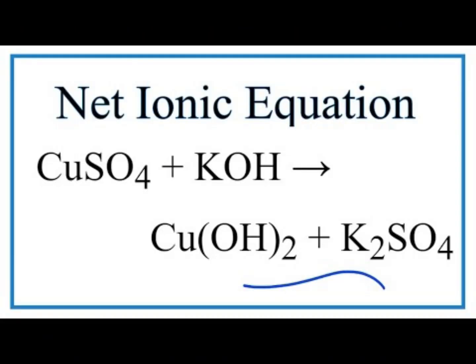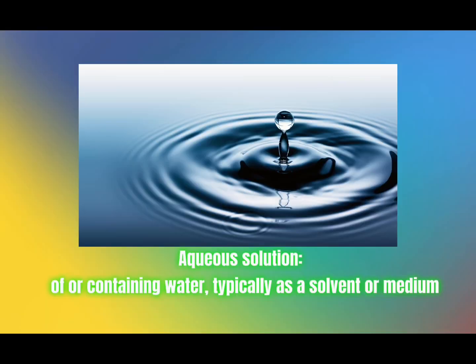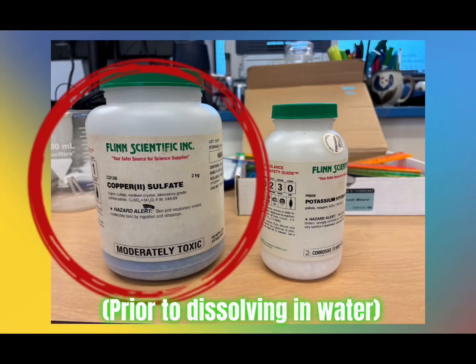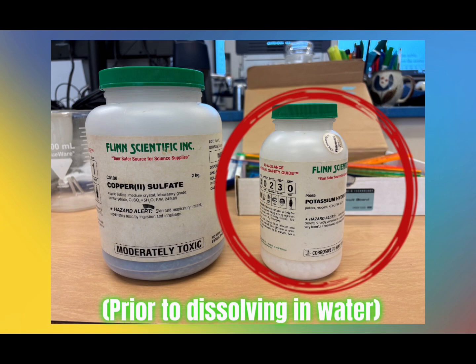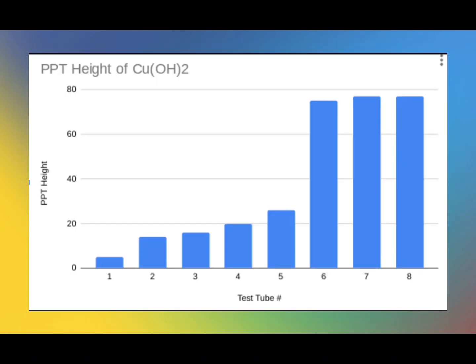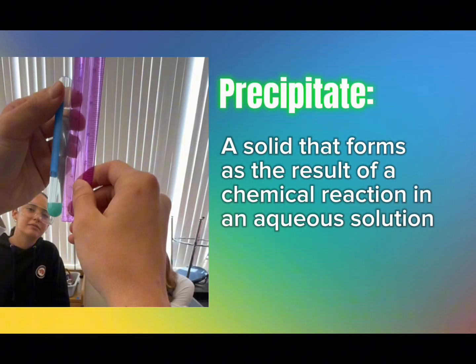What's up, guys? In our chemistry lab, we observed reactions between two aqueous solutions, copper(II) sulfate and potassium hydroxide, in different ratios. Afterward, we collected the data based on the precipitate heights at the end of the reaction.